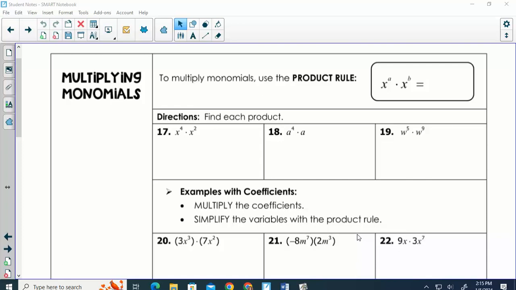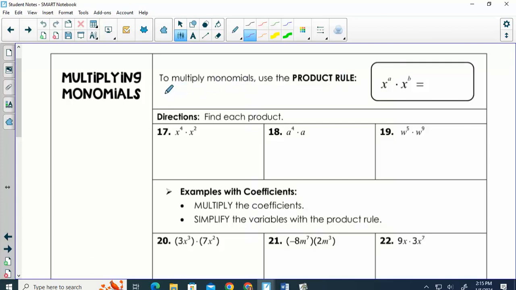Today we're going to look at multiplying with our monomials. And multiplying we can actually do no matter what. So when we work through that, we are going to use the product rule for our exponents. So I'm going to do an example with numbers first, and then we'll write the rule.